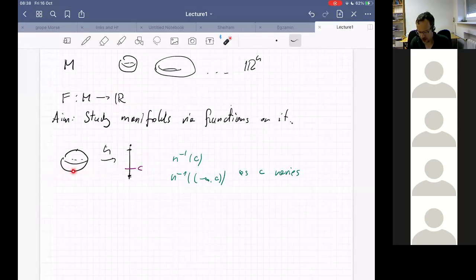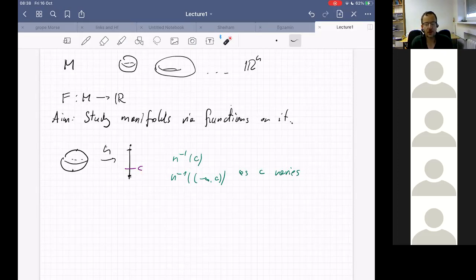At the critical point of h, which is the local and actually global minimum here, h inverse is a single point, and this one is a single point. Inverse images of critical points, or critical level sets, are not really interesting because they are not smooth. We prefer the smooth category all the time.